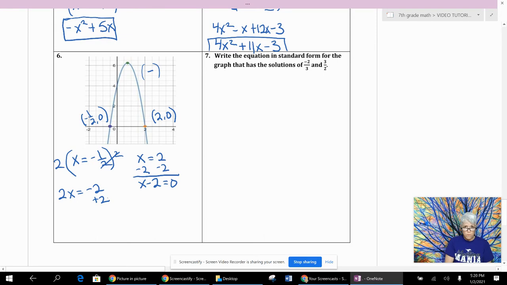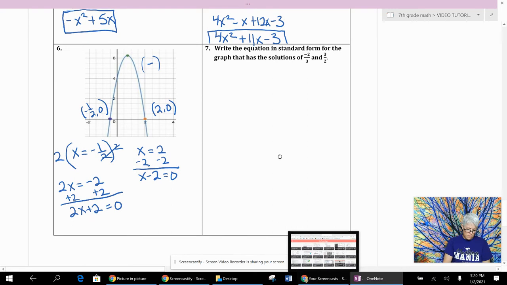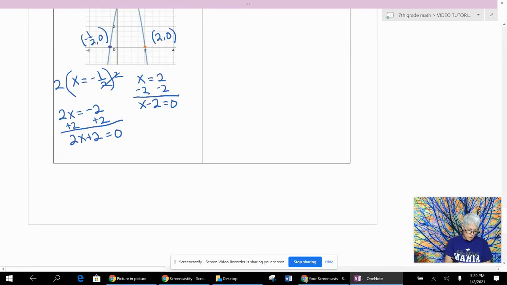Then I need to move the 2 over. 2x plus 2 equals 0. Okay, I have my two factors. I feel like I'm running out of space here, though. All right, so let's keep going. Let's see, I'm going to use the FOIL method.